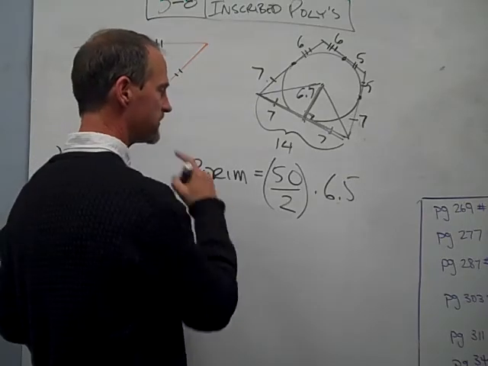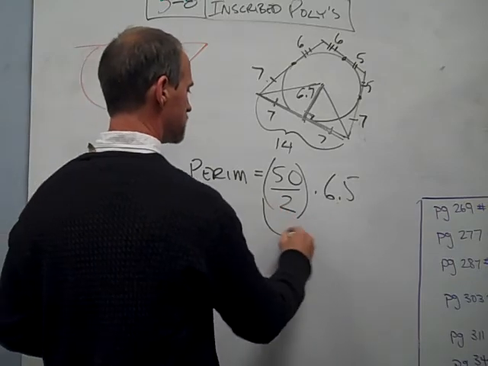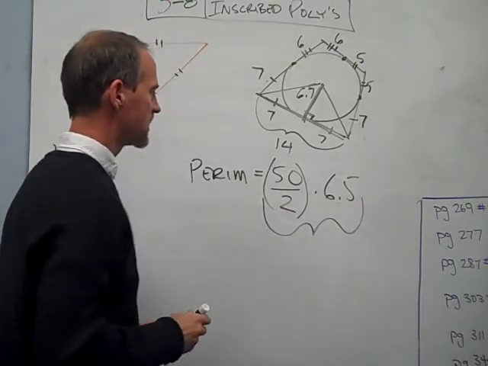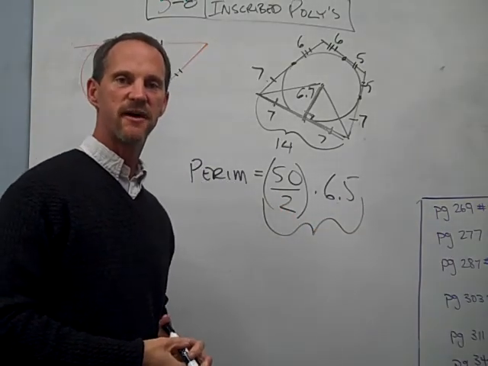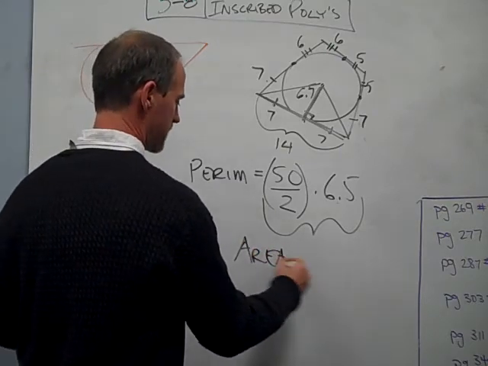So 25 times 6.5, I guess I'll let you do the math, and you can tell me what that is. Alright, so 25 times 6.5 will be the area of the polygon.